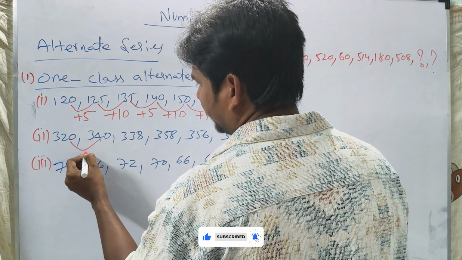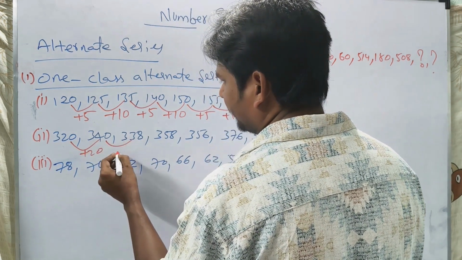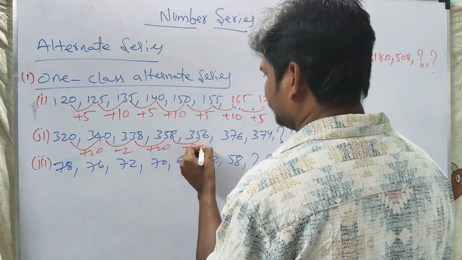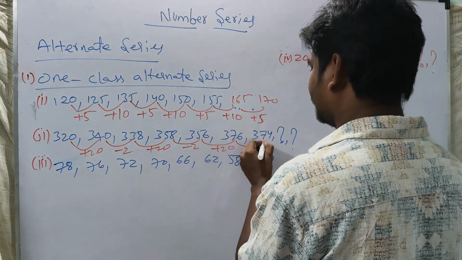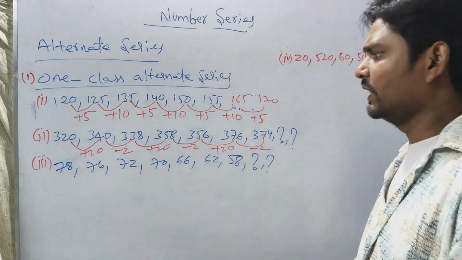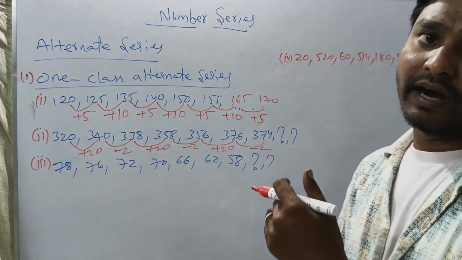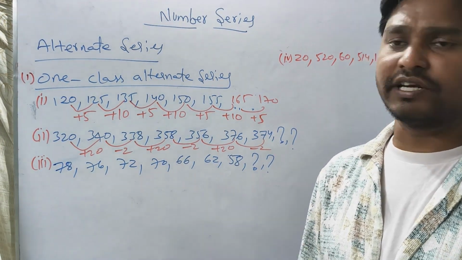Here 320, here again plus 20. Here to here, what? Minus 2. Here to here again plus 20. Here to here minus 2. Here to here plus 20. Here to here minus 2. Here is a combination of addition and subtraction, alternately, with constant numbers.